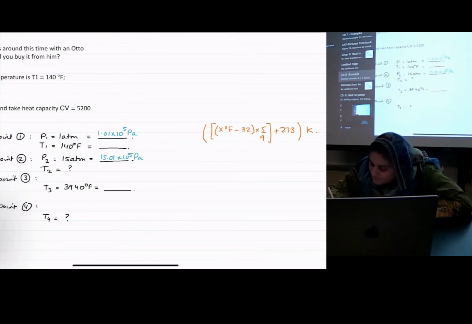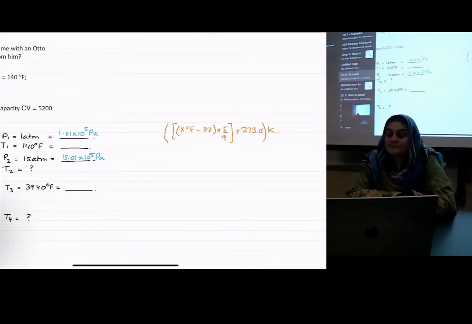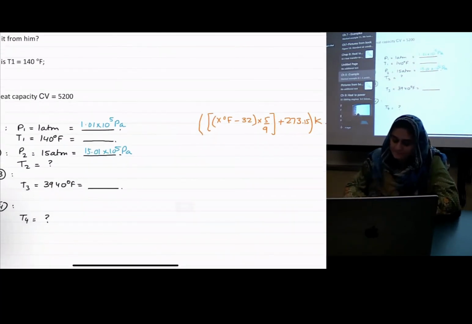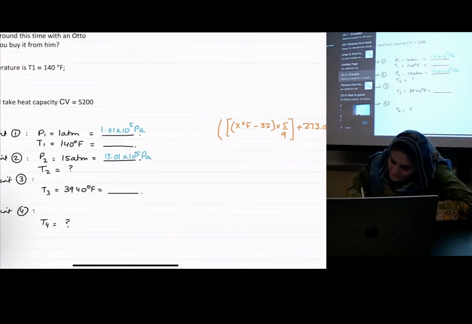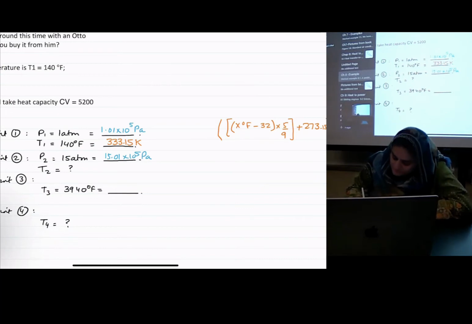Would you want to put 0.15? Okay. 0.15. Okay, someone tell me the answer for T1. 333.15. 333.15 Kelvin. Somebody tell me the answer for T3. 2,444.261. That's a lot of Kelvin.